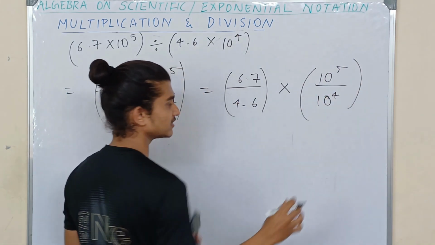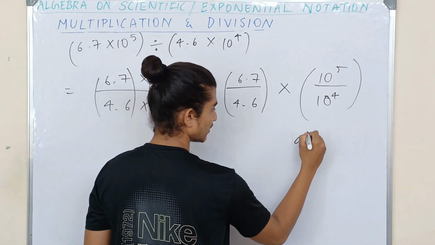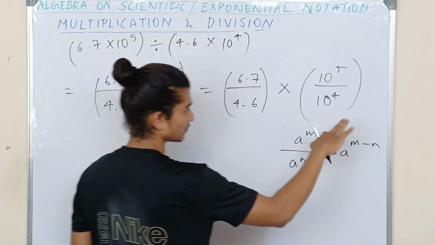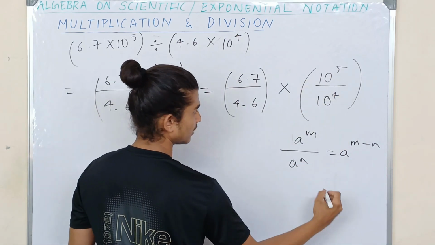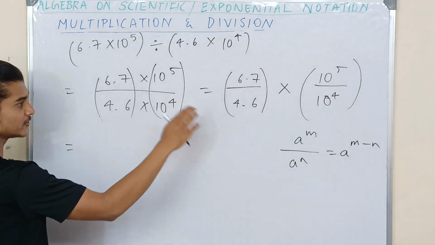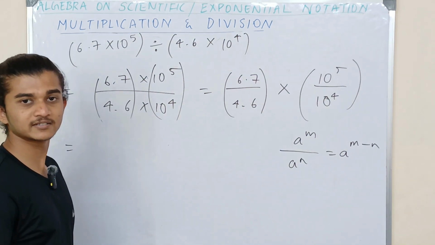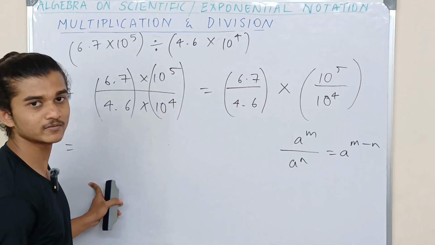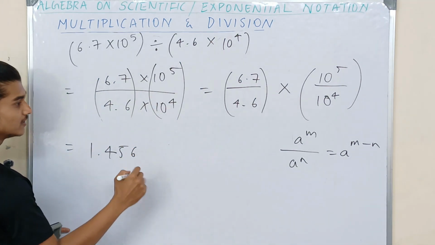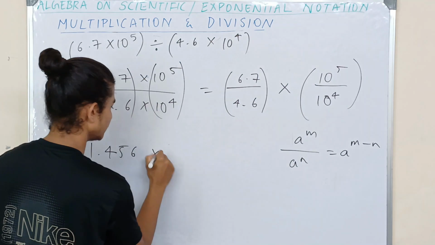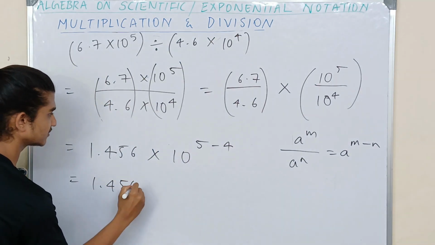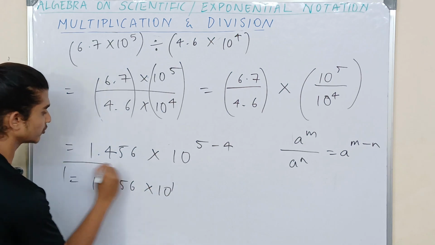What I'm going to do is take rule 2, which is a to the power m by a to the power n is equal to a to the power m minus n. I'm going to apply that rule over here. So 6.7 divided by 4.6, just take the calculator and divide them normally and write it over here, or you can do it manually also. The answer for that is going to be 1.456, and the answer for the exponents is going to be 10 to the power 5 minus 4, which is 10 to the power 1. So this is going to be your answer.